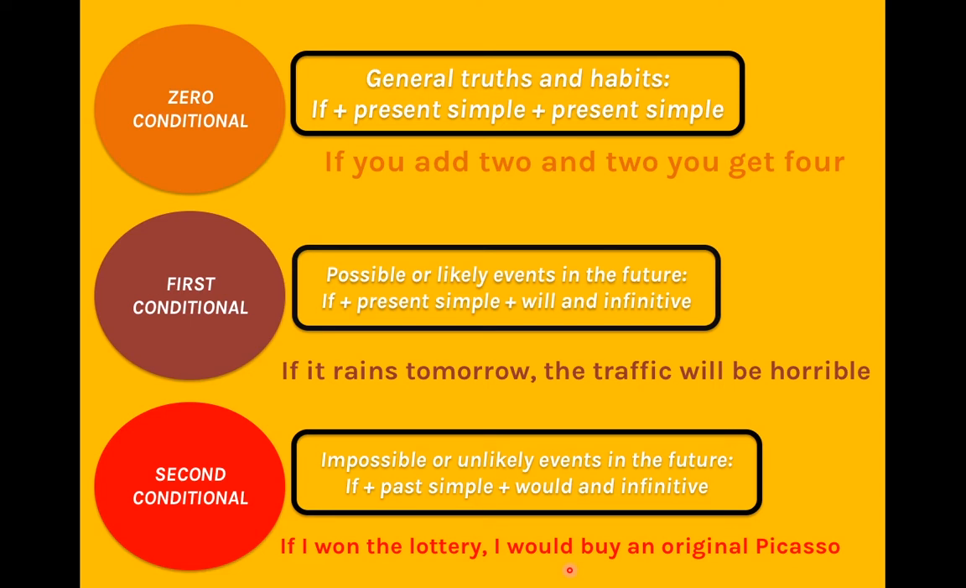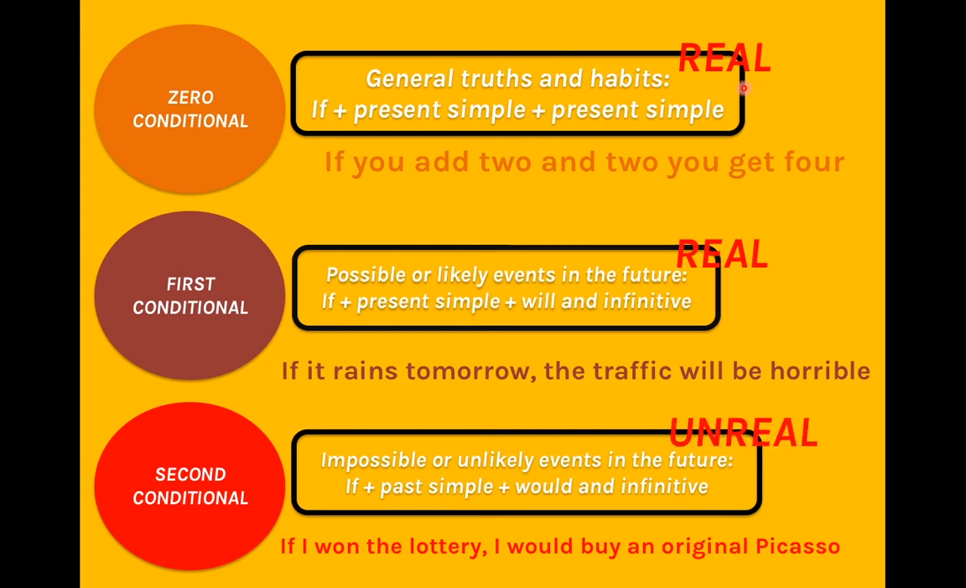What is the difference between the zero conditional and the first conditional and the second conditional? Well, the zero conditional is actually real. We're talking about a general truth, something that is real, something that happens. And the first conditional is also real. The condition is possible, so the result is possible. So we're talking about a real conditional.